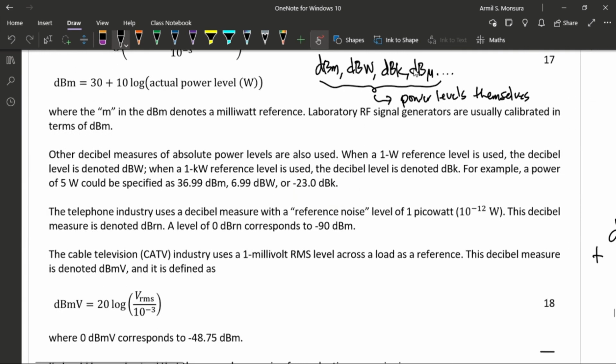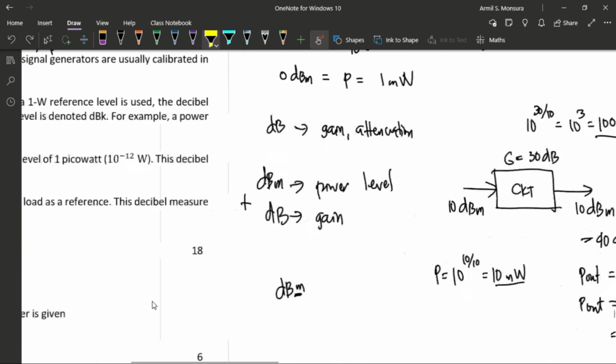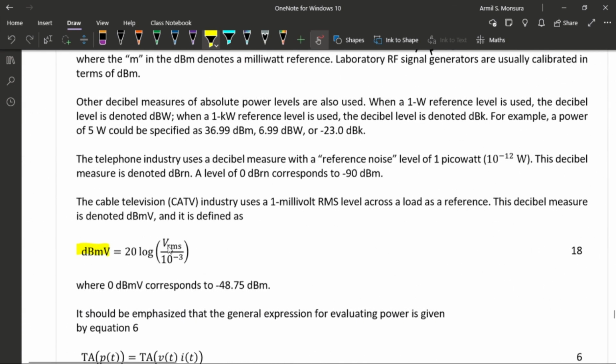There are also versions of this for voltages and currents. Say for example, we have dBmV. dBmV is a voltage level. It is referenced to 1 millivolt. So this correspondence, 0 dBmV corresponds to negative 48.75 dBm.